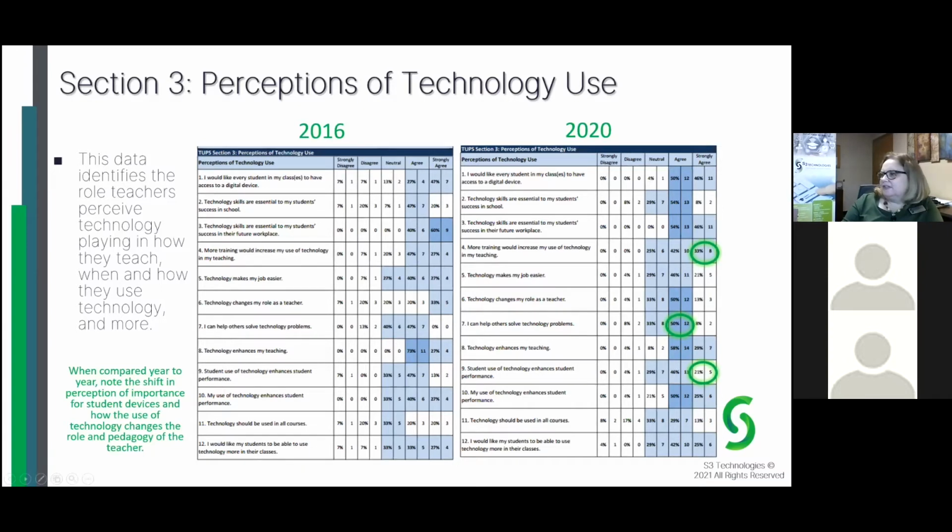These are, again, areas that we really targeted, helping others solve problems, and the shift there is that most of them feel like they can help others. They felt that more training would increase their use of technology. They all strongly agree with that. And then, student use of technology enhances student performance. They used to feel like it was a distraction and took away from learning. So these are some pretty interesting numbers to see. And again, they were targeted areas.